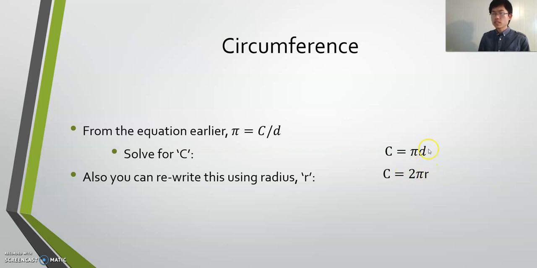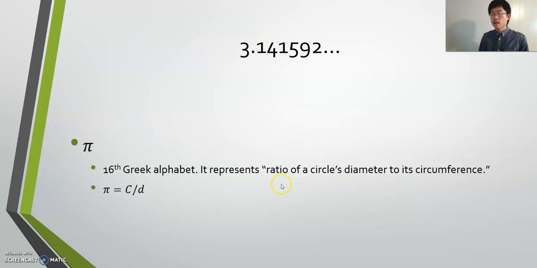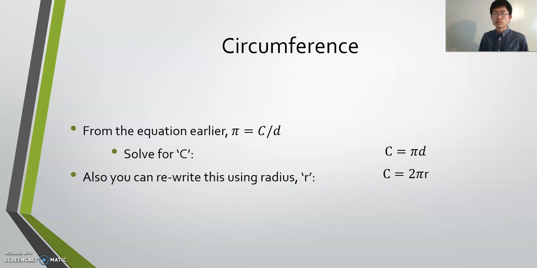So you've probably seen these equations before, but it's actually from the definition of pi, the ratio of a circle's circumference to its diameter.